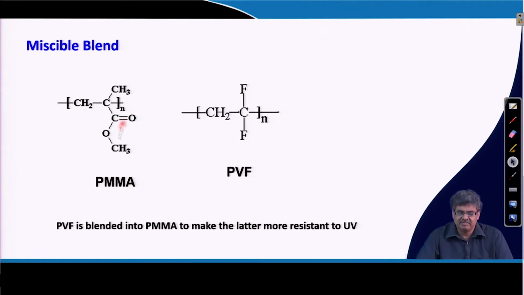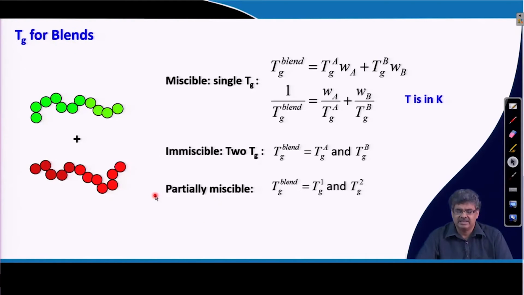Another example of a miscible blend is PMMA and PVDF. In this case, PVDF, which is a costlier polymer, is blended into PMMA to make the UV resistance of PMMA higher. So, in this case, a small amount of PVDF is added to PMMA, so that the UV resistance of PMMA becomes higher.